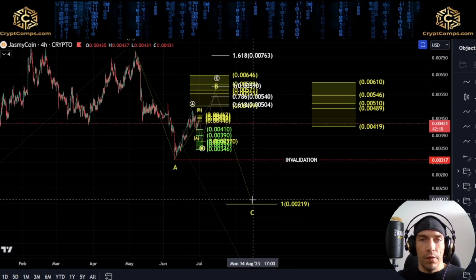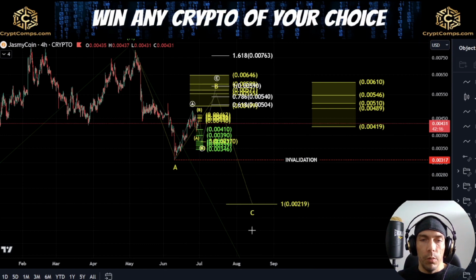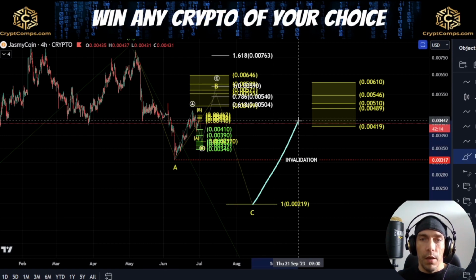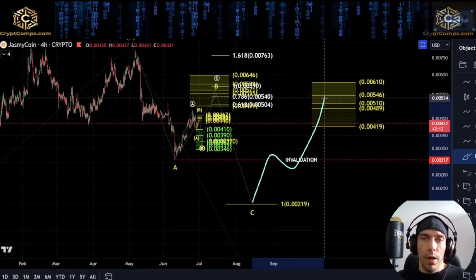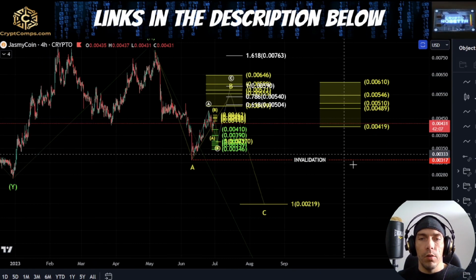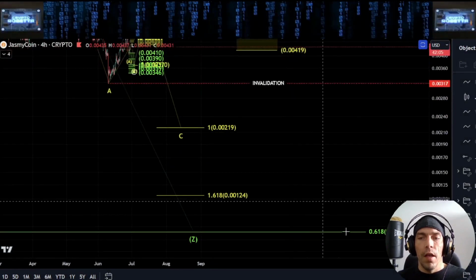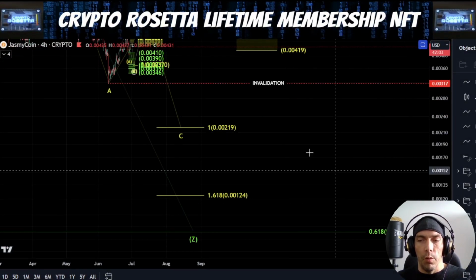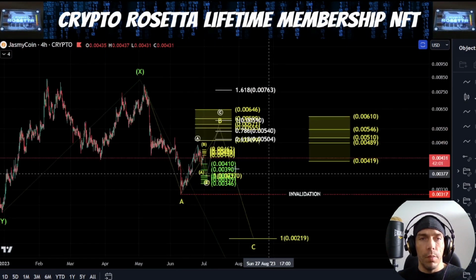Now, if this does play out, what I would then be looking for is how we react to the upside. If we react to the upside here in 3 waves, and we actually look to reject at this 610 to this 419, we could actually look for continuation down and be heading towards this lower 0.618 target. So this is going to be key.